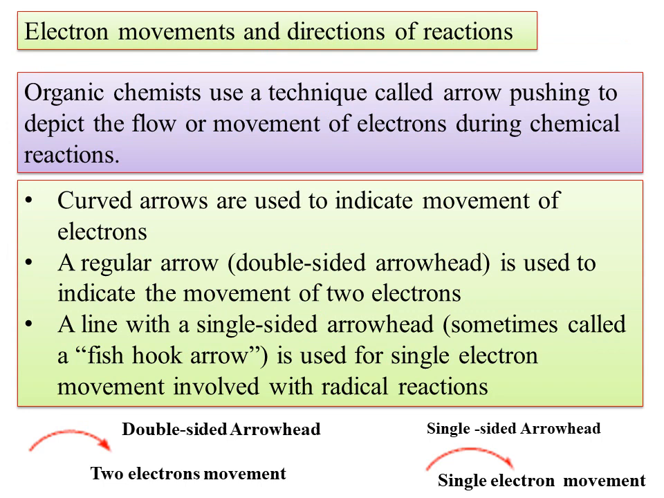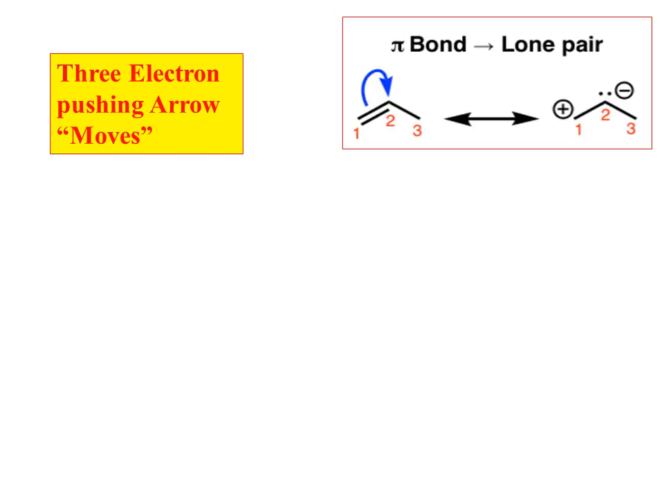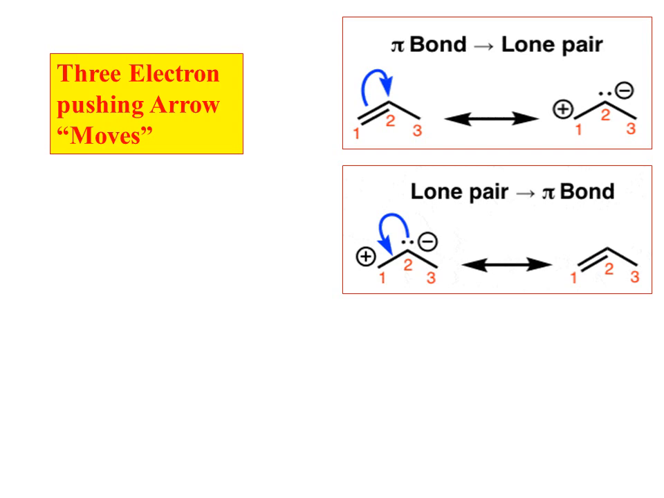The double-sided arrowhead and also the single-sided arrowhead, you are going to come across both. Curved arrows are used to indicate the movement of electrons. A regular arrow with a double-sided arrowhead is used to indicate the movement of two electrons. A line with a single-sided arrowhead, sometimes also called a fish hook arrow, is used for single electron movement, with a radical. So these indications are very important in order to understand the chemical reaction. Similarly, three electron pushing arrow moves are also there. See, this is the way they show the movement. So you are going to have 1, 2, 3 carbon atoms.